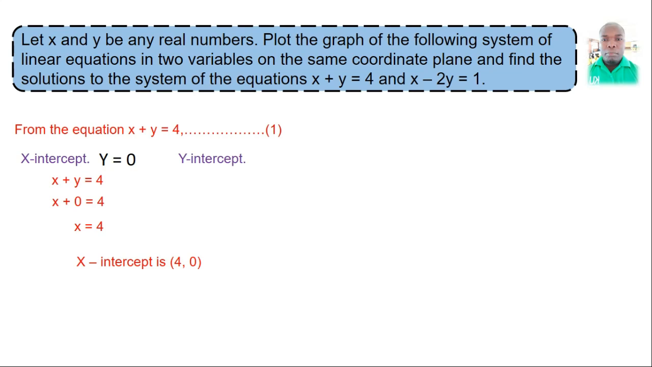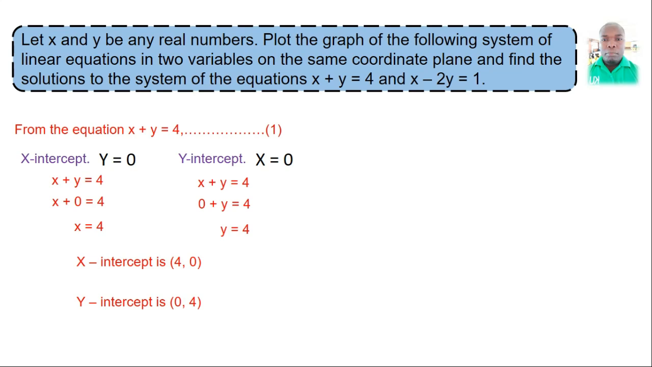Y-intercept means that x equals 0. In the equation x plus y equals 4, we will write 0 instead of x. Therefore, 0 plus y equals 4. This means that y equals 4, and the y-intercept is (0, 4).